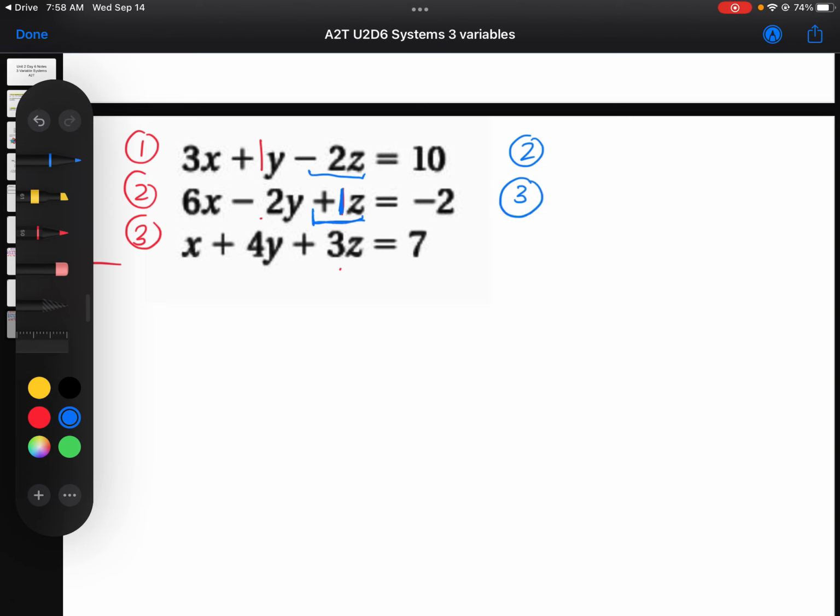So I need to get this 1 and 3 to become opposites. Let's make the 1 into a negative 3. So let's multiply our equation 2 by a negative 3. So negative 18x plus 6y minus 3z equals positive 6. Equation 3 stays the same. 1x plus 4y plus 3z equals 7.